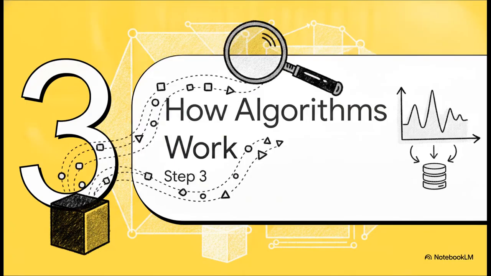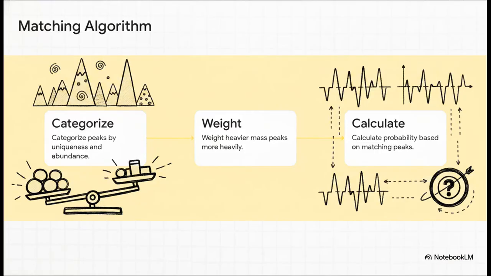Section 3. How the algorithm works. So what is actually happening when the computer runs that search? Let's open up the black box here to see how the computer thinks. The search algorithm takes a few very logical, sequential steps. First, it categorizes each peak in our sample's spectrum by how unique and how abundant it is. Second, it assigns different mathematical weights to these peaks based on their mass. And third, it calculates a final probability score based on how well the peaks in our sample match the peaks in a given library reference.